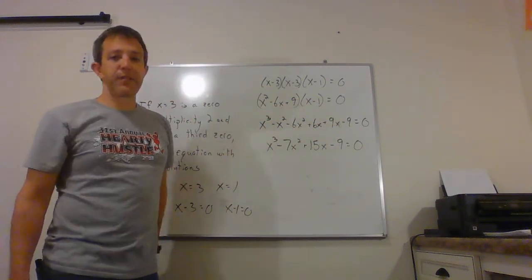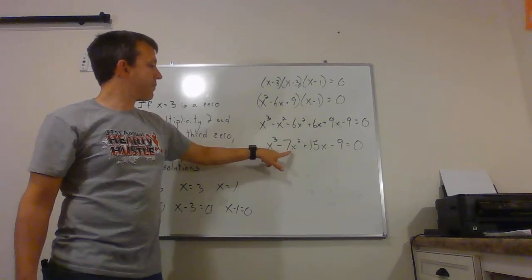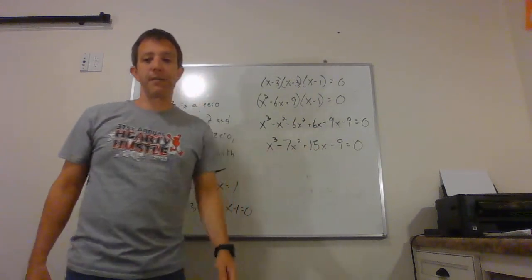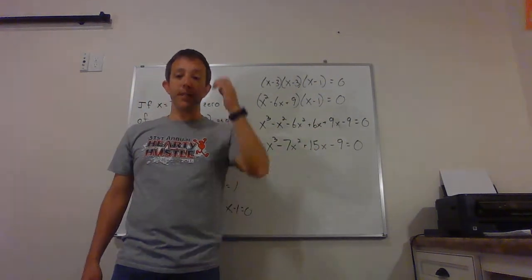And then I combined my like terms. Negative x squared and negative 6x squared give me that minus 7x squared. And 6x and 9x make 15x. And there we go. That's really this section.